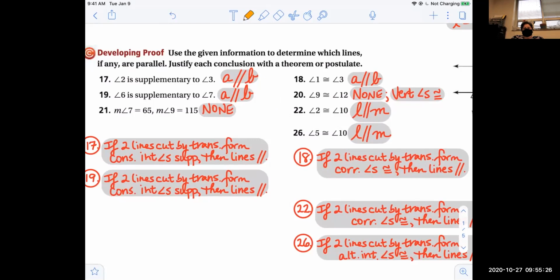So remember that vertical angles have nothing to do with parallel lines. If I told you some angles were vertical, that doesn't mean you have any parallel lines there. Vertical angles are always congruent, so that won't make any lines parallel. That's just always true. Just like linear pairs are always supplementary, so that does not mean anything about parallel lines.